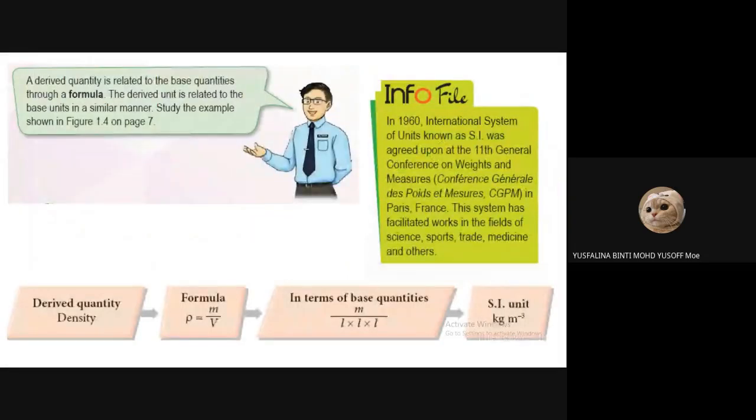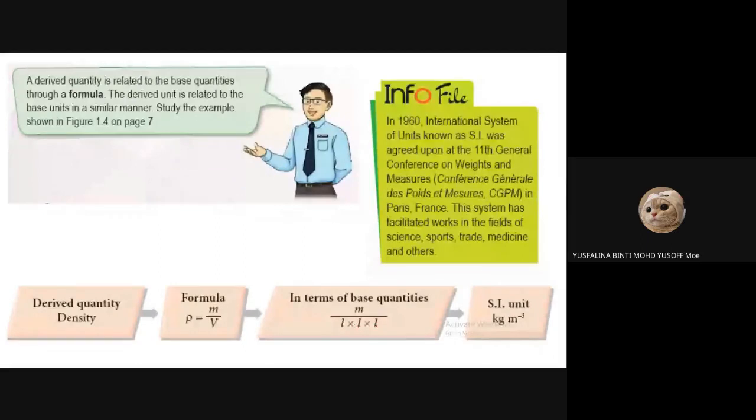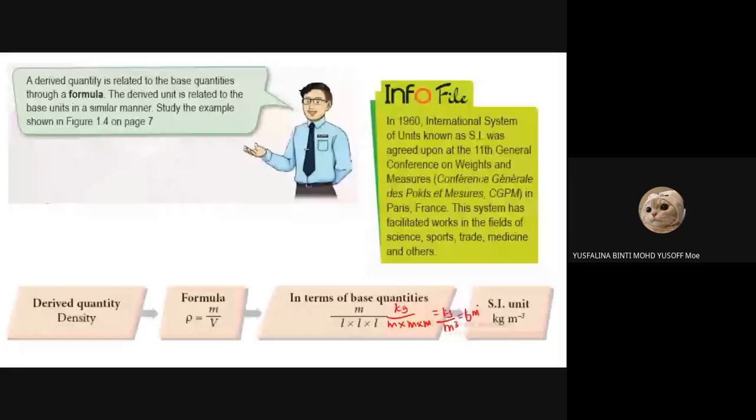A derived quantity is related to the base quantity through a formula. Derived units are related to base units in a similar manner. A derived quantity is density, which is mass divided by volume. Length means meter times meter. This is kg, and this is meter times meter times meter, so you get kg m to the power of 3, so it becomes kg m to the power of negative 3.